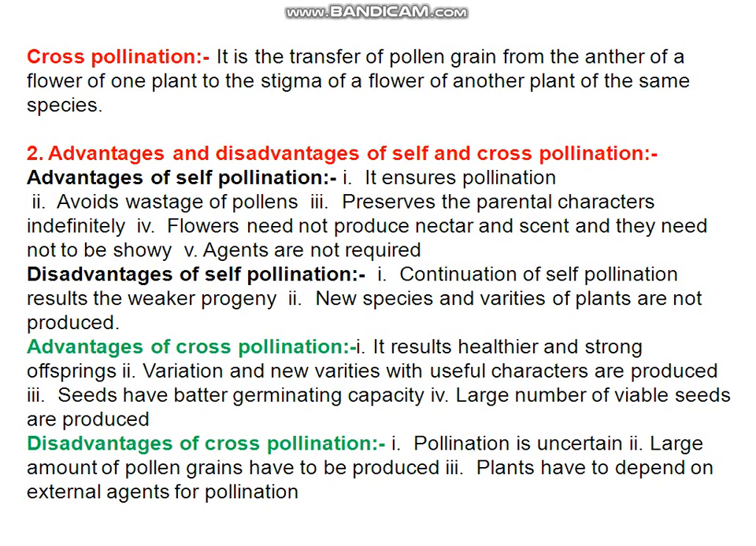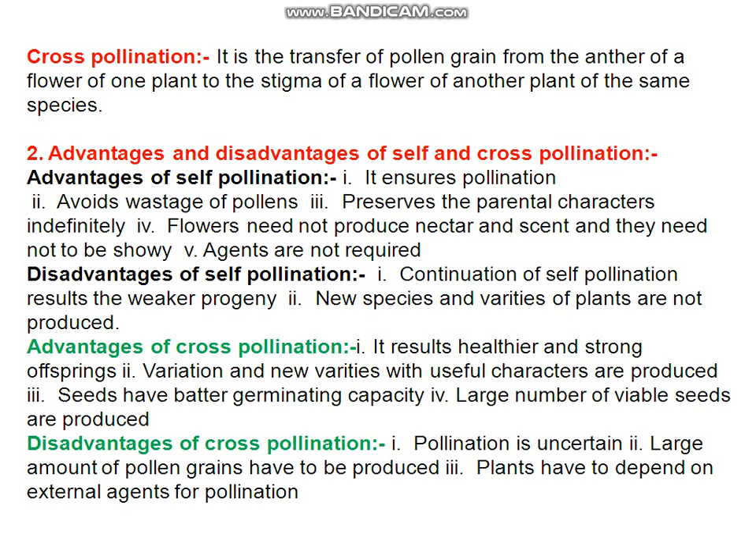Now disadvantages of self-pollination. That means what are the demerits? A continuation of self-pollination results in weaker progeny. That means if the process of self-pollination occurs continuously for a long time, the offsprings will be weaker, I mean of lower quality. New species and varieties of plants are not produced. There is no chance of the production of new species or varieties, I mean variations do not occur in case of self-pollination.